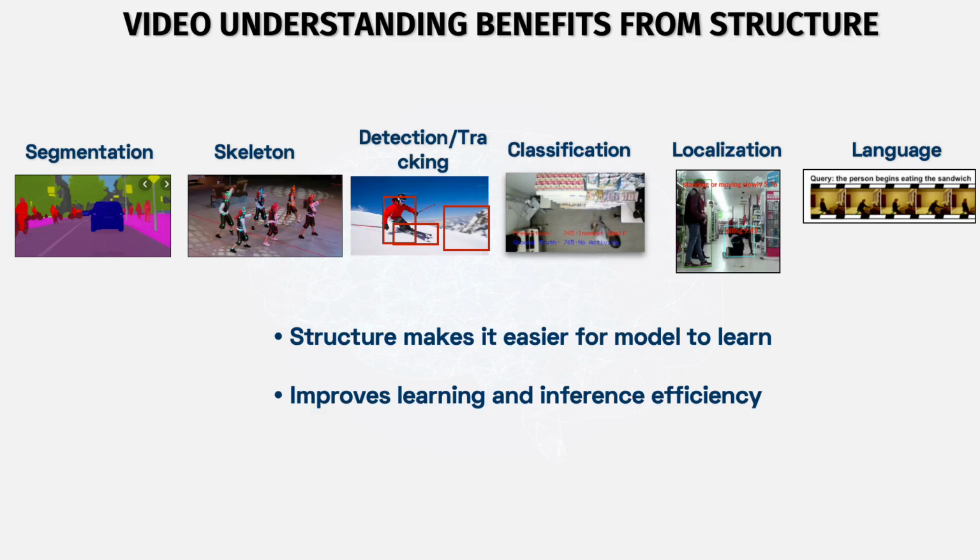Video understanding in computer vision is often measured by one or more tasks such as action recognition and visual tracking, as shown in this slide. Using methods that structure the intermediate space is often very helpful, because the structure allows the model to learn important information easily. Second, this also makes the learning and inference very efficient.